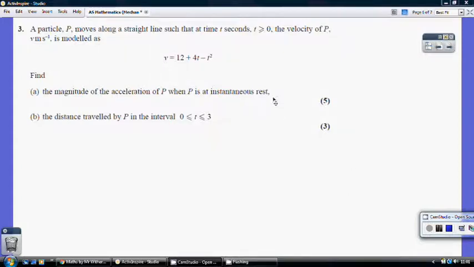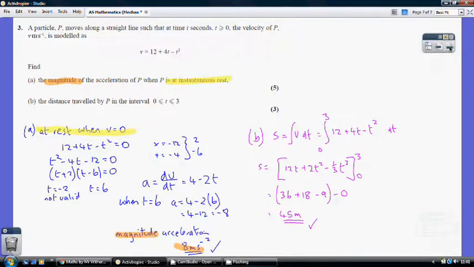Question 3. Well, hopefully you find this quite a nice question, because this nicely ties in with all the differentiation and integration you've done in Pure. So here goes. Part A, we're being asked to work out the size, the magnitude, of the acceleration of P when P is instantaneously at rest.